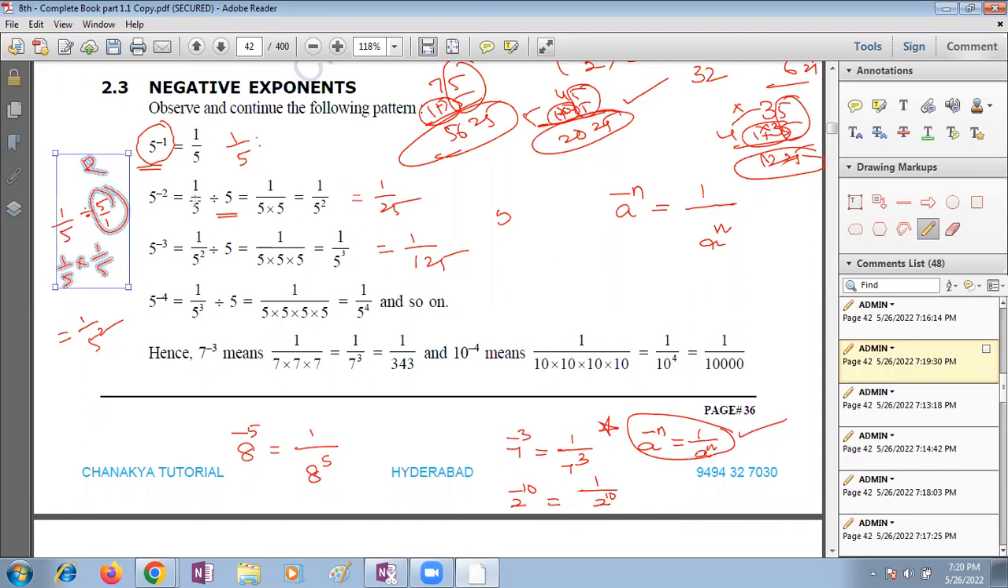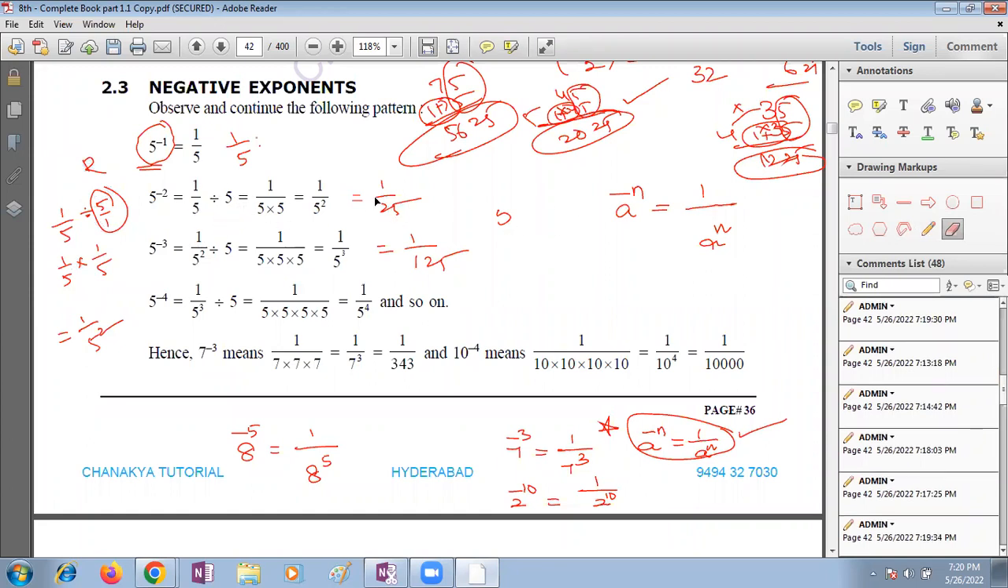How the series follows: 5 square means 1 by 5 divided by 5. 5 cube, negative exponent 3, means 1 by 5 square divided with 5. 5 to the power 4 means 1 by 5 cube divided with 5, and so on. So 7 to the power minus 3 means 1 by 7 square divided with 7, so 1 by 7 cube. Nothing to learn here, children, this is only how they expressed it. Only some pattern of numbers was given.